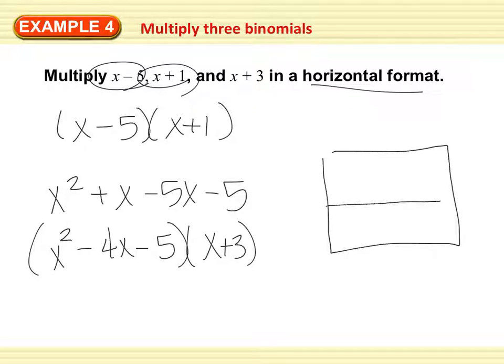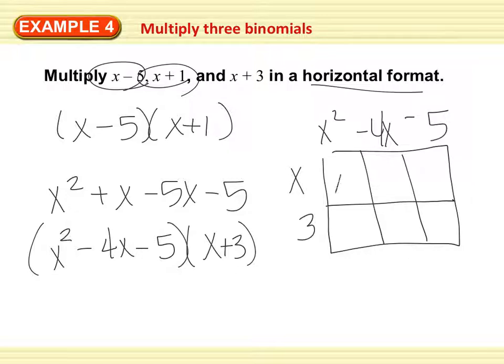You guys may make fun of it. I think it's pretty awesome. X squared minus 4x minus 5x and 3. So rows and columns.